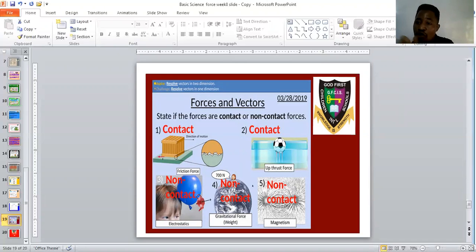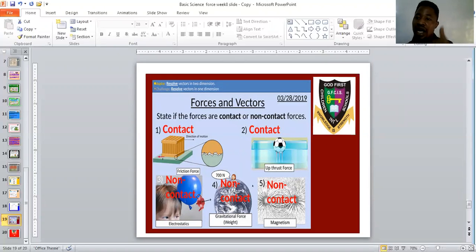But in order for me to move my hands smoothly and easily together, I need to apply a lubricant. That is what? Oil or grease. So when I apply that, they will be able to glide smoothly and easily over each other. Okay? And that is contact force. Examples of contact force: pull, push, friction, and upthrust.